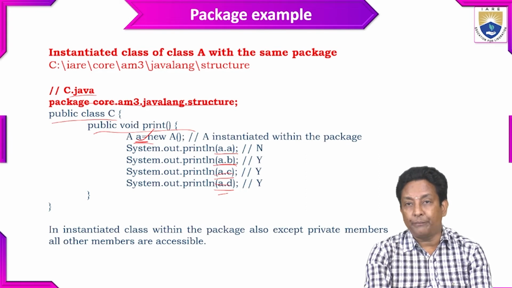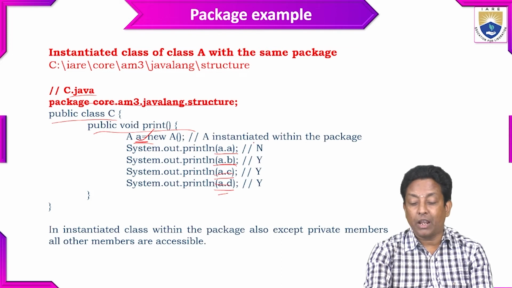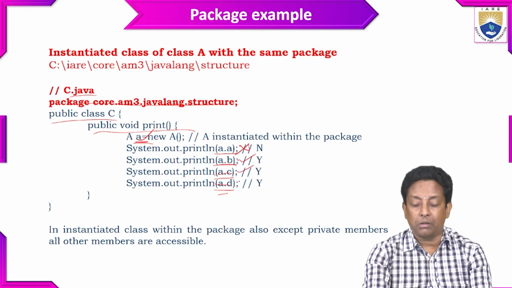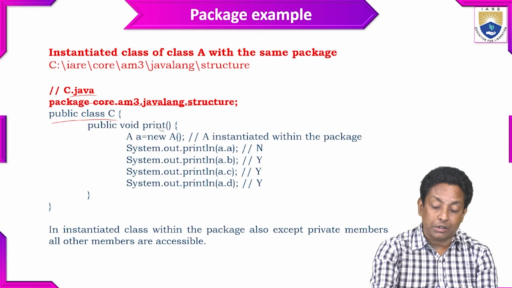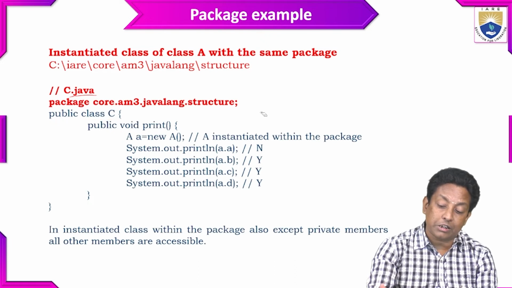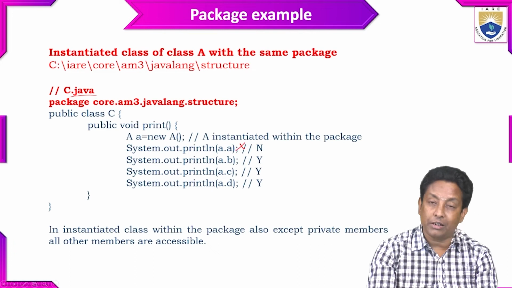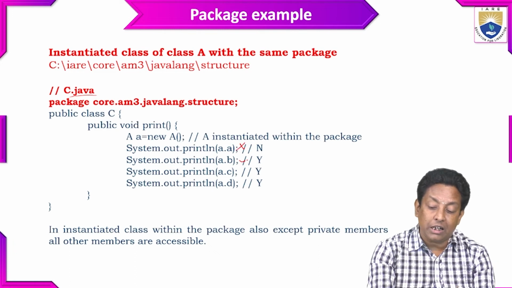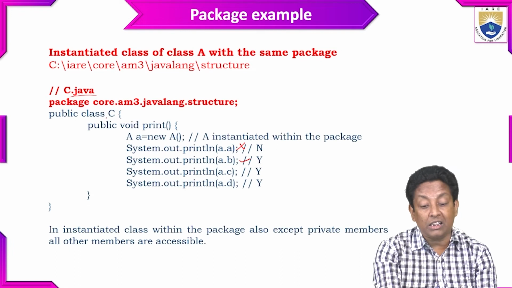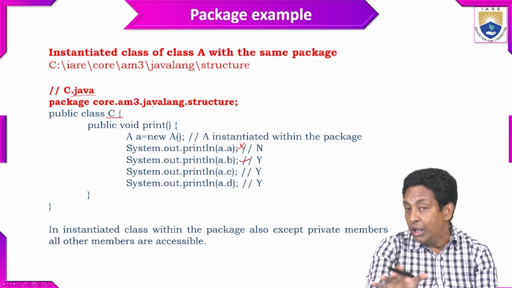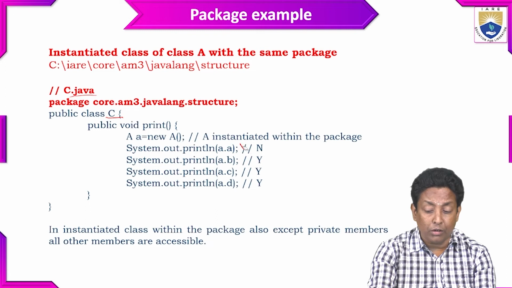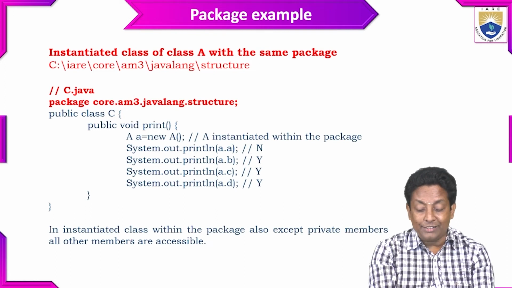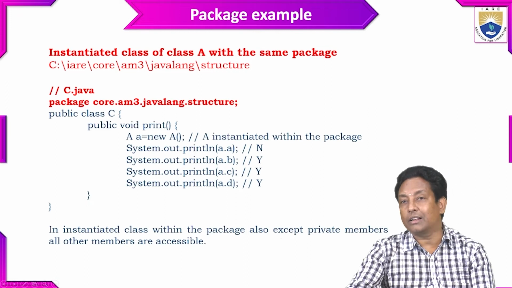Are they accessible or not? In the instantiated class, except the private member, default, protected and public members are accessible. Default members are accessible up to within the package. Private members are accessible only up to the class. That's why A cannot be accessed. B can be accessed both in the subclass and the instantiated class because both B and C are in the same package. Within the same package classes, the default specifier member can be accessed. So in an instantiated class within the package also, except the private member, all other members are accessible.